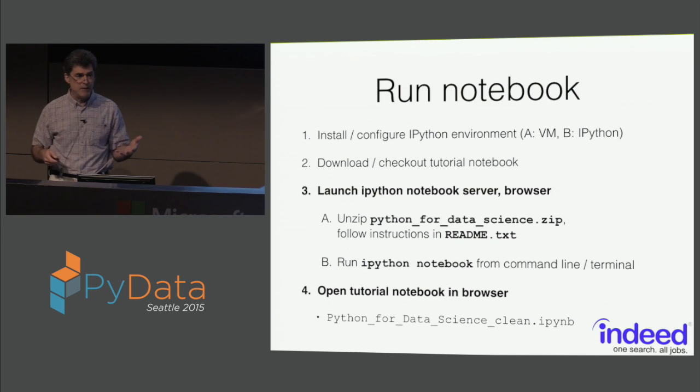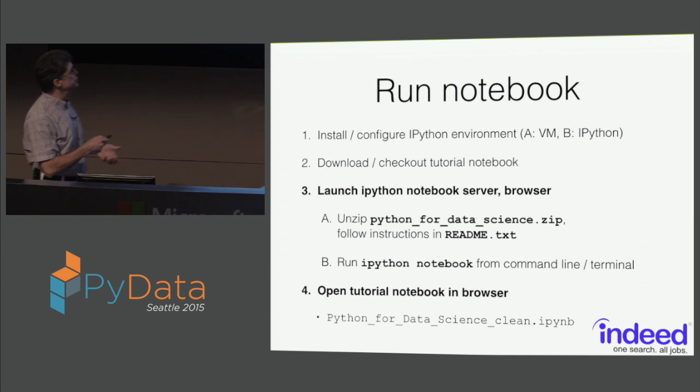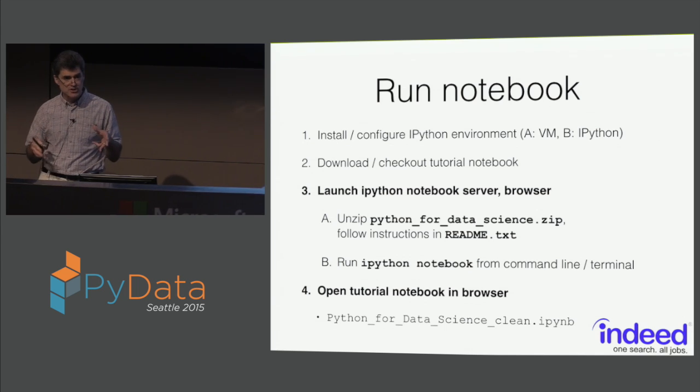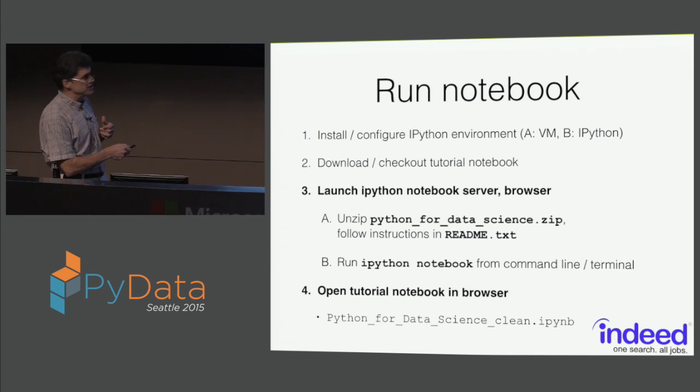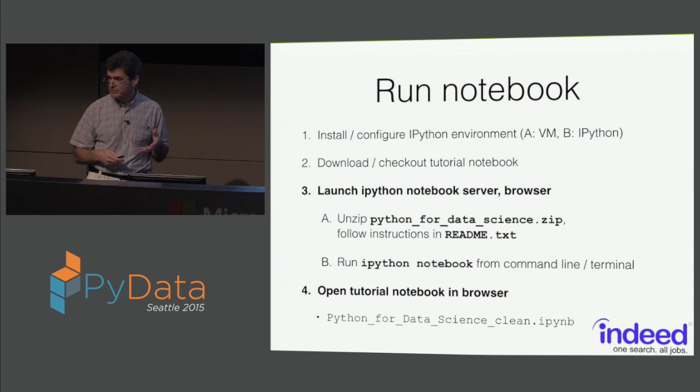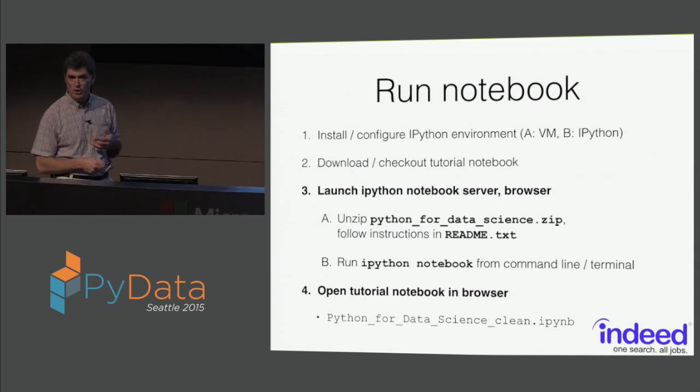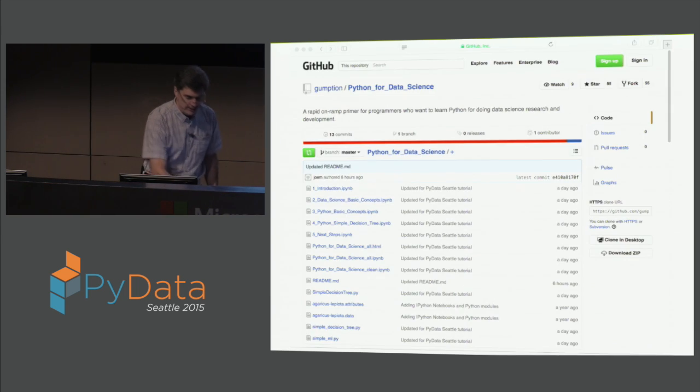If you've installed IPython and/or Anaconda locally and everything's running for you, the next step is to grab this Python for Data Science, either download it from GitHub or from the flash drive, and unzip it. Then, from the directory containing the IPython notebooks, the files with the IPYNB extensions, you would just type in a terminal or on the command prompt, ipython notebook. And what that will do is bring up a window like this.